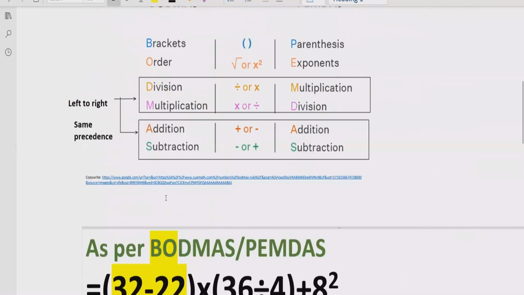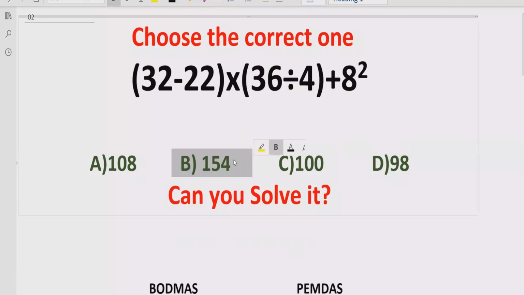If you see the answer list, so answer B is the correct answer. I hope you understand how you can solve the given expression using the PEMDAS and BODMAS method and find out the correct answer. So that's it for today.